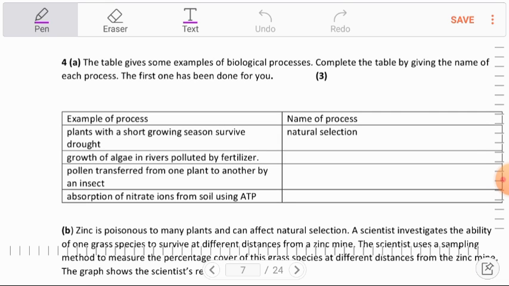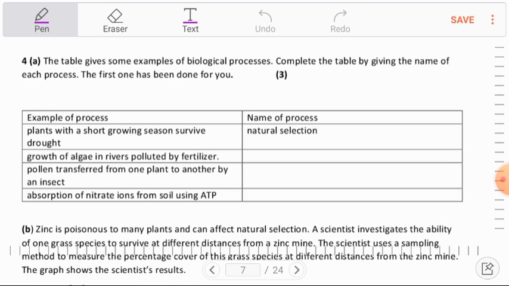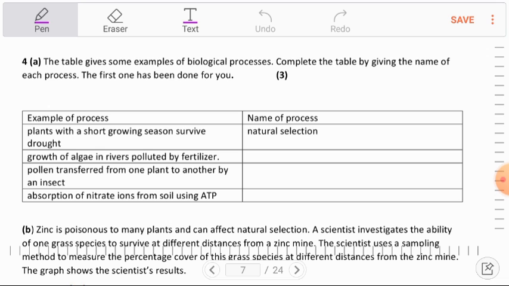4A, it says the table gives some examples of biological processes. Complete the table by giving the name of each process. The first one has been done for you. Example of process, and we need to name the process from its example. First one is saying that plants with a short growing season survive drought. This is natural selection.